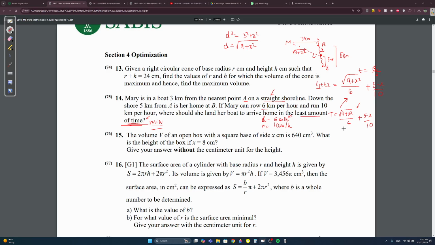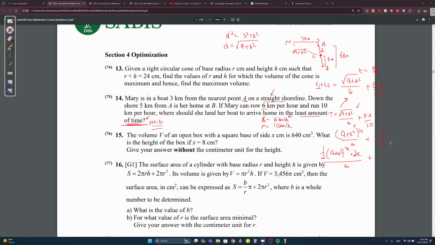How do you find the minimum? You have to derive and equate it to 0, right? So let's derive this. The derivative of this would be 9 plus x squared to the power of half over 6, and then here you have 5 minus x over 10. To derive this one, you need to use the chain rule: derivative of the outside, so you take half down, 9 plus x squared, reduce the exponent by 1, multiply by the derivative of the inside, which is 2x, over 6, plus 5 minus x over 10.